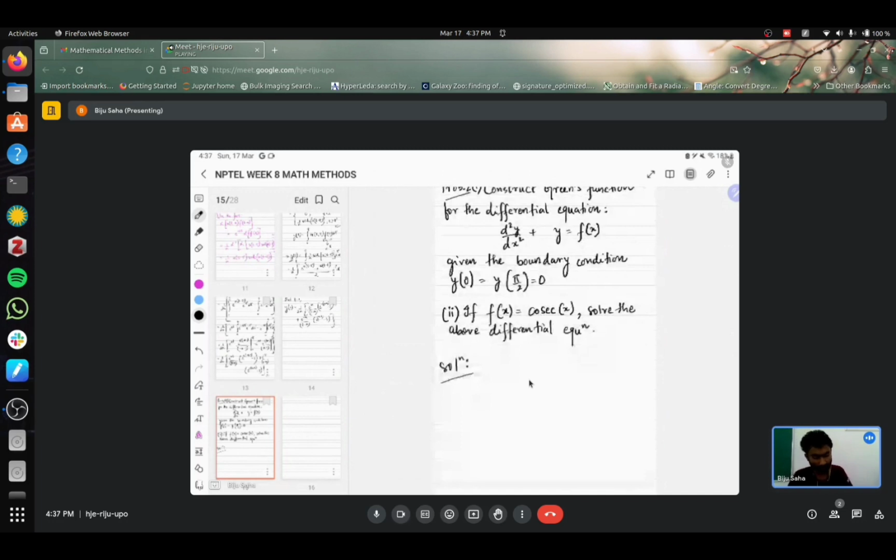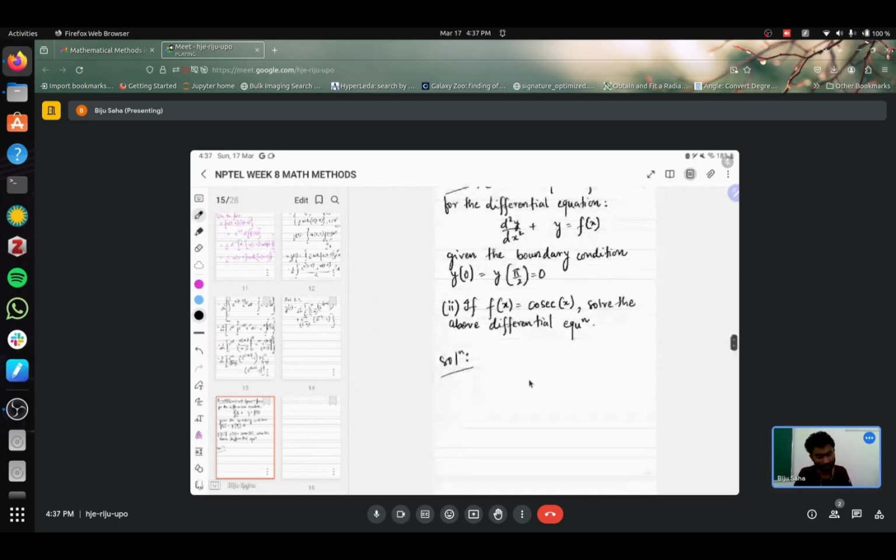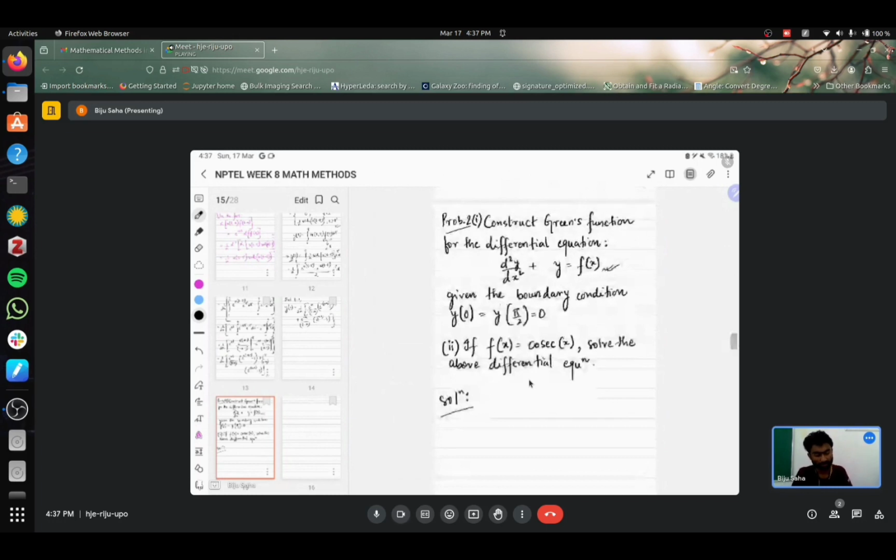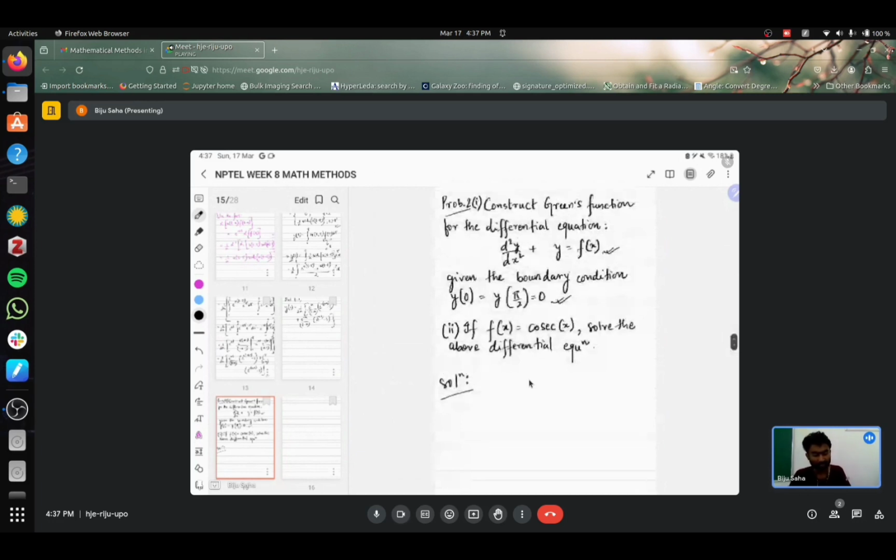In this next problem, we have a differential equation given as d squared y by dx squared plus y equal to f(x). We are also given two conditions at the boundaries of the domain, at x equal to 0 and at x equal to pi, and it is given that y at those boundaries is zero. So let us first obtain the Green's function, and given a function f(x), we will solve the differential equation to know the correct solution.